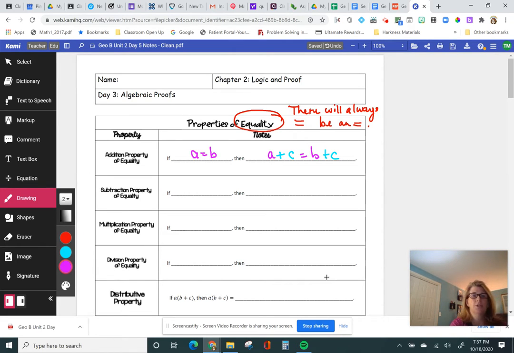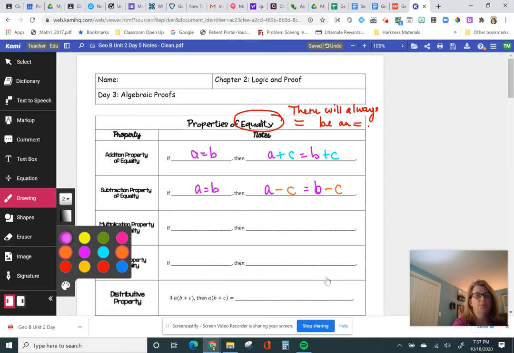Just like the addition property of equality, we have the subtraction property of equality, and it runs the same way. If A is equal to B, then A minus C is going to be equal to B minus C. If we have two numbers that are equal to each other and we subtract the same number from both sides, it stays equal. Next, the multiplication property of equality.